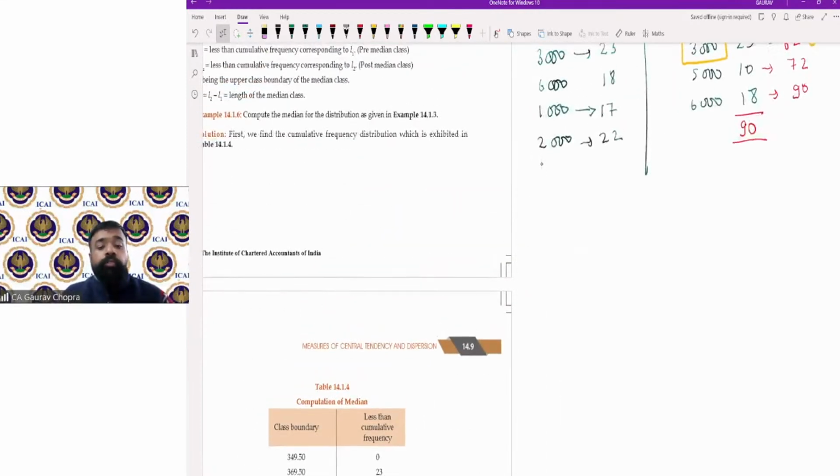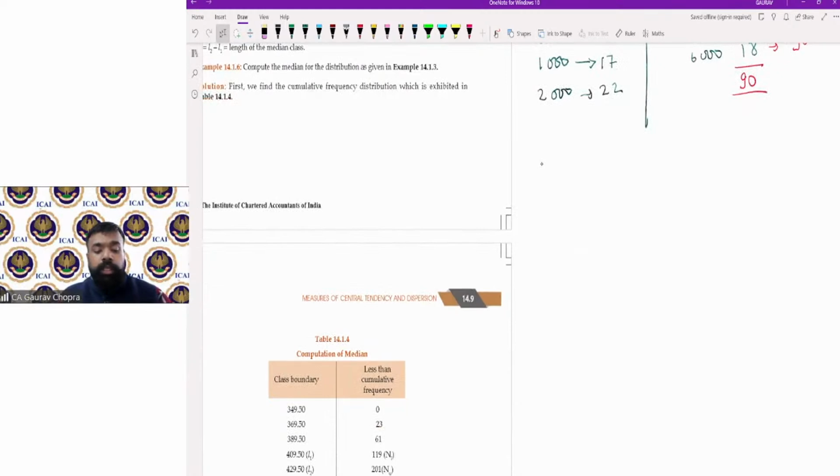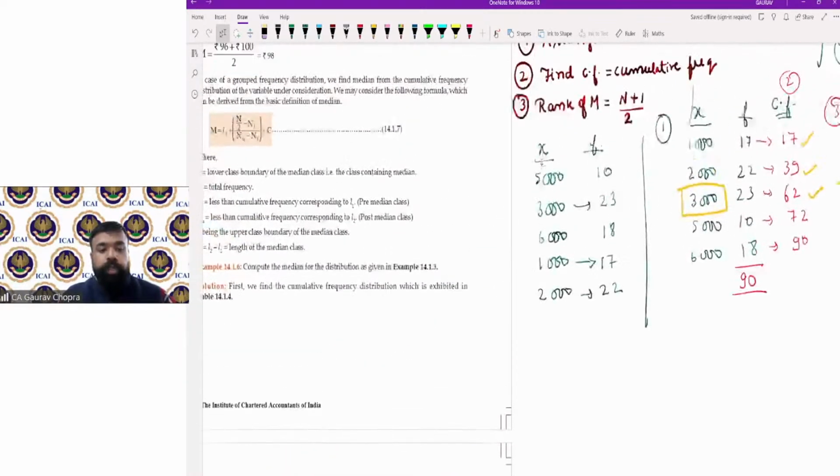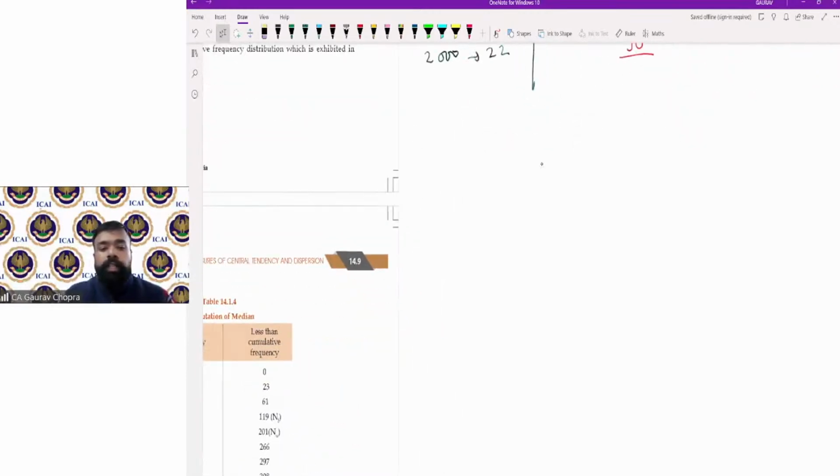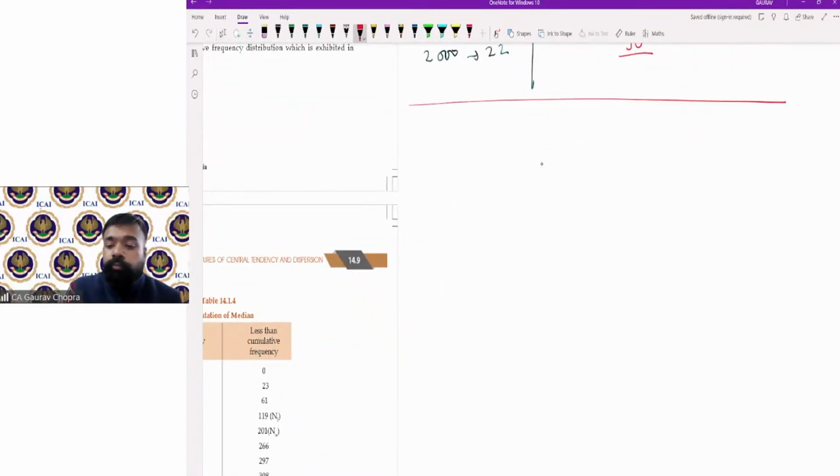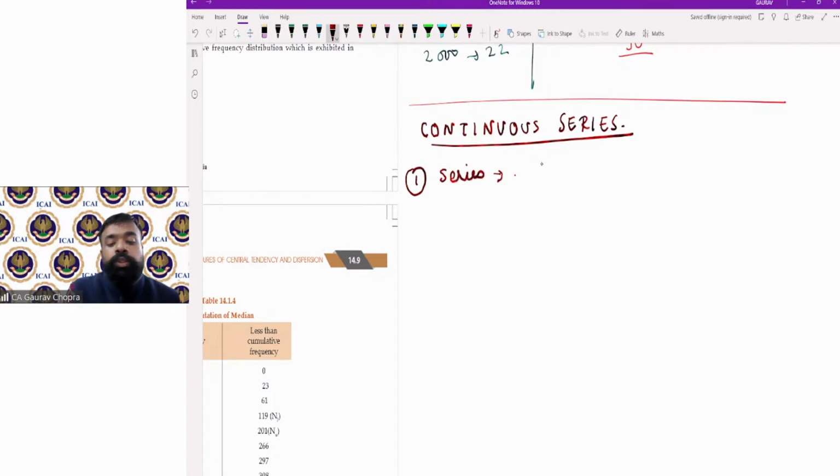Now, if the series is continuous, then what do you have to do? In case of continuous series, again there will be a few steps. So let's write: continuous series. The first step is always to check whether the series is exclusive or not. Series exclusive honi chahiye. Second is arrangement.